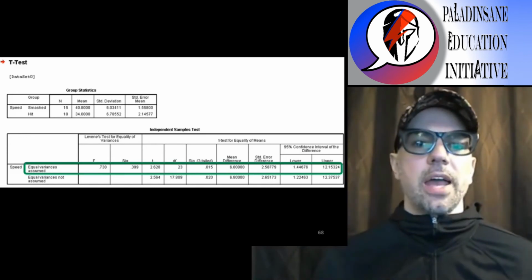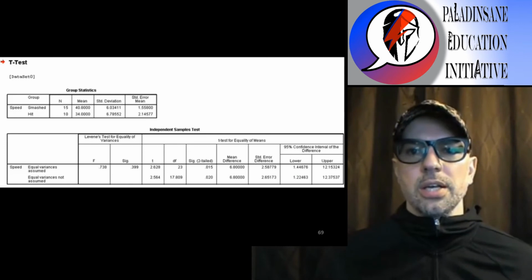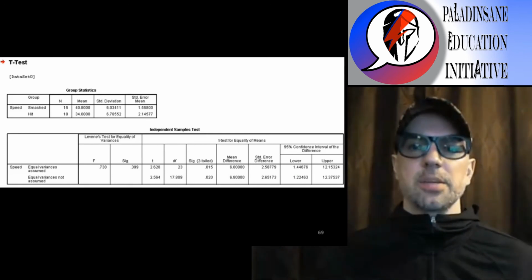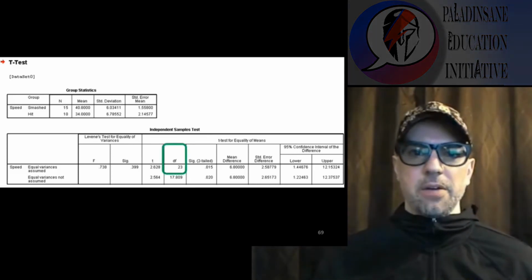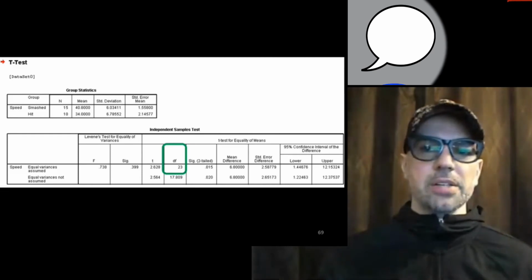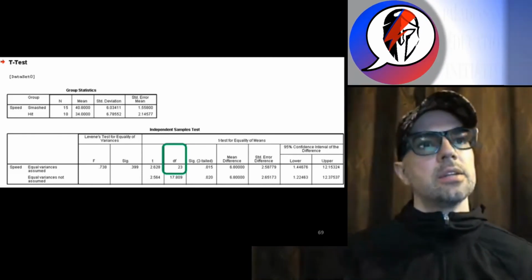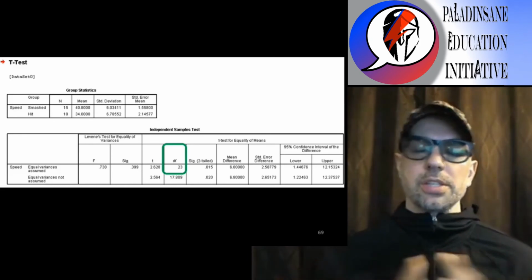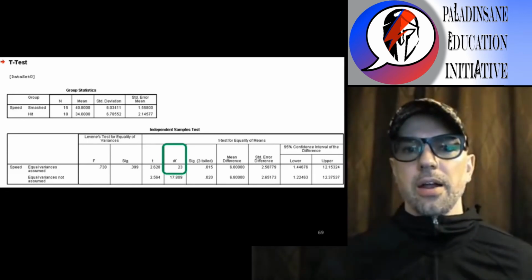So where can we find the information for the characteristics of our comparison distribution? First thing we want to know is how many degrees of freedom does this comparison distribution have? And SPSS has very nicely calculated that out for us. Our comparison distribution has 23 degrees of freedom. The next thing we need to know is what is the spread of our comparison distribution? What is its standard deviation? What is that estimated standard error?